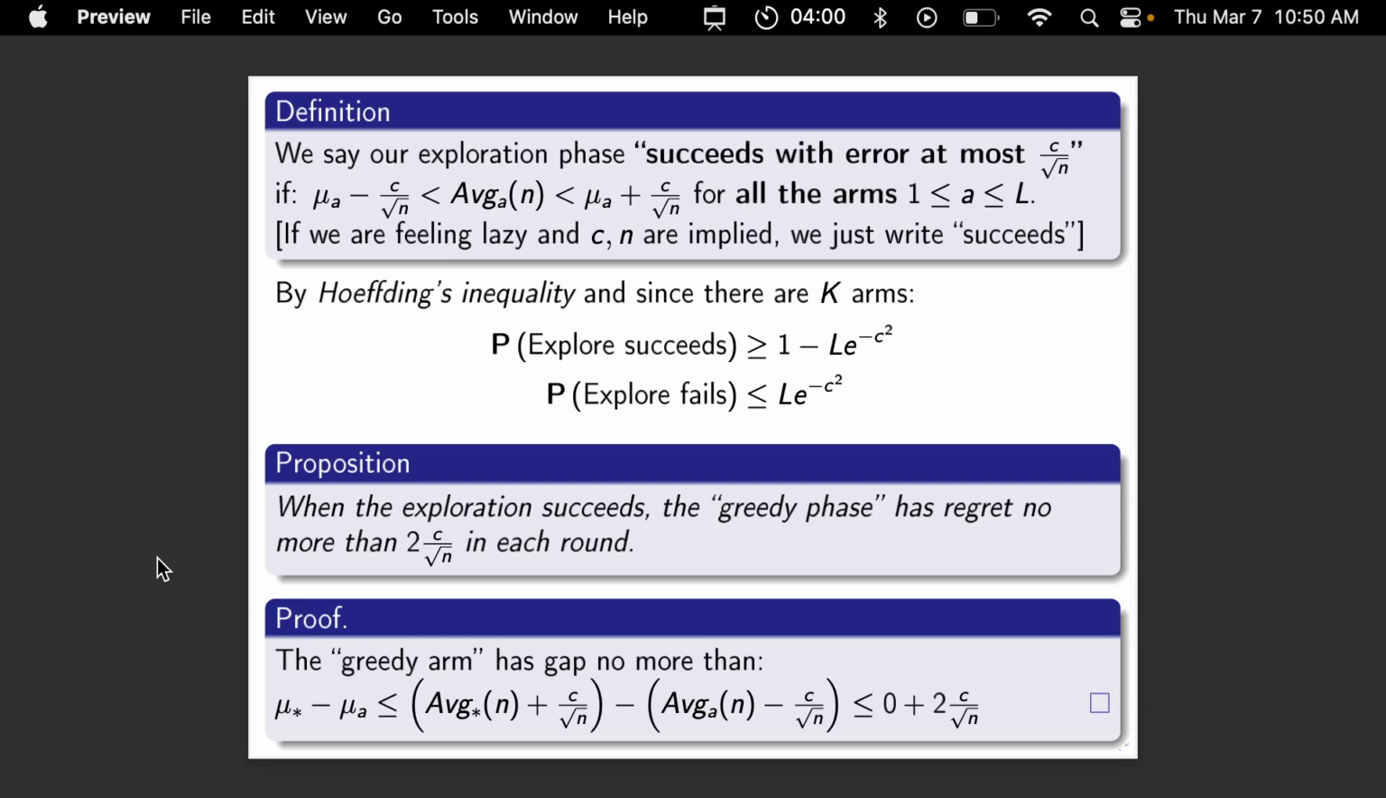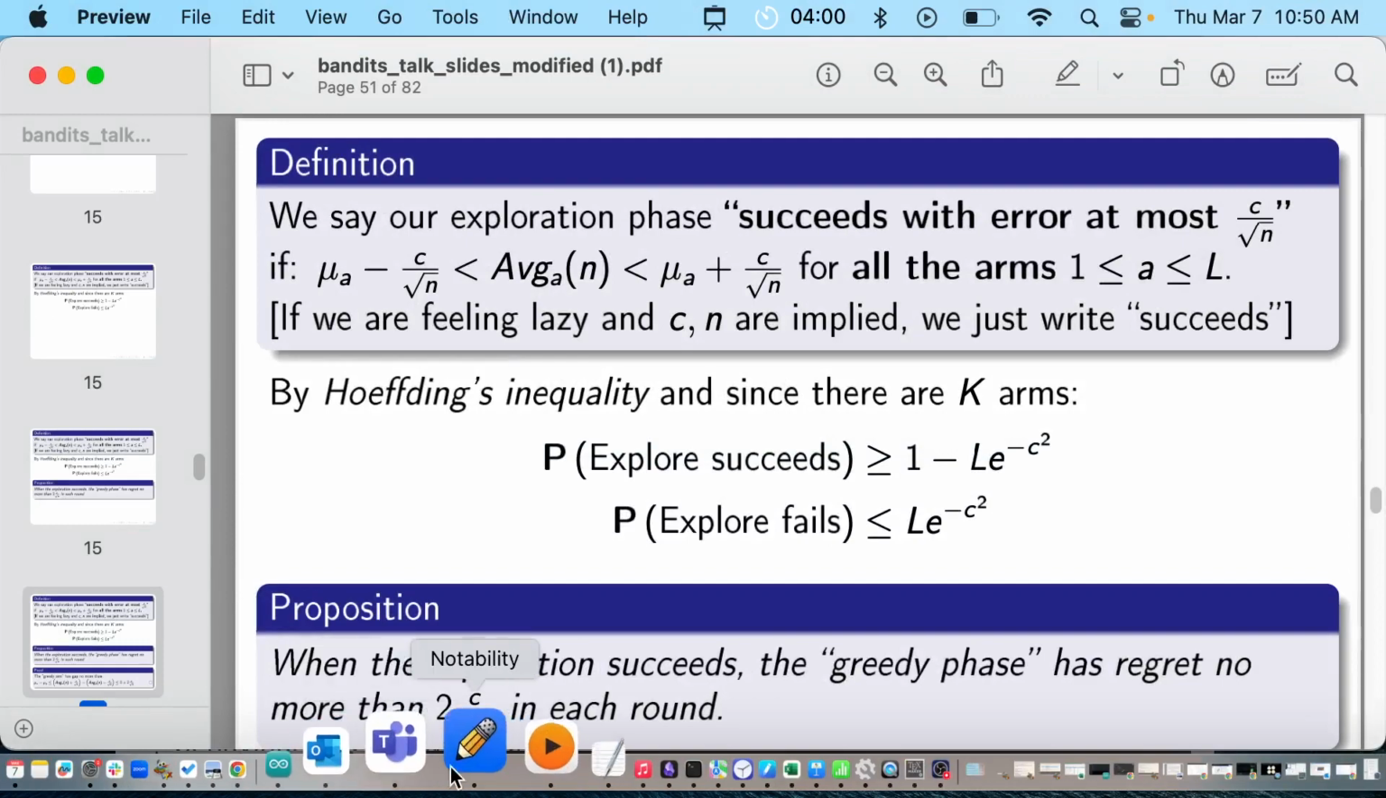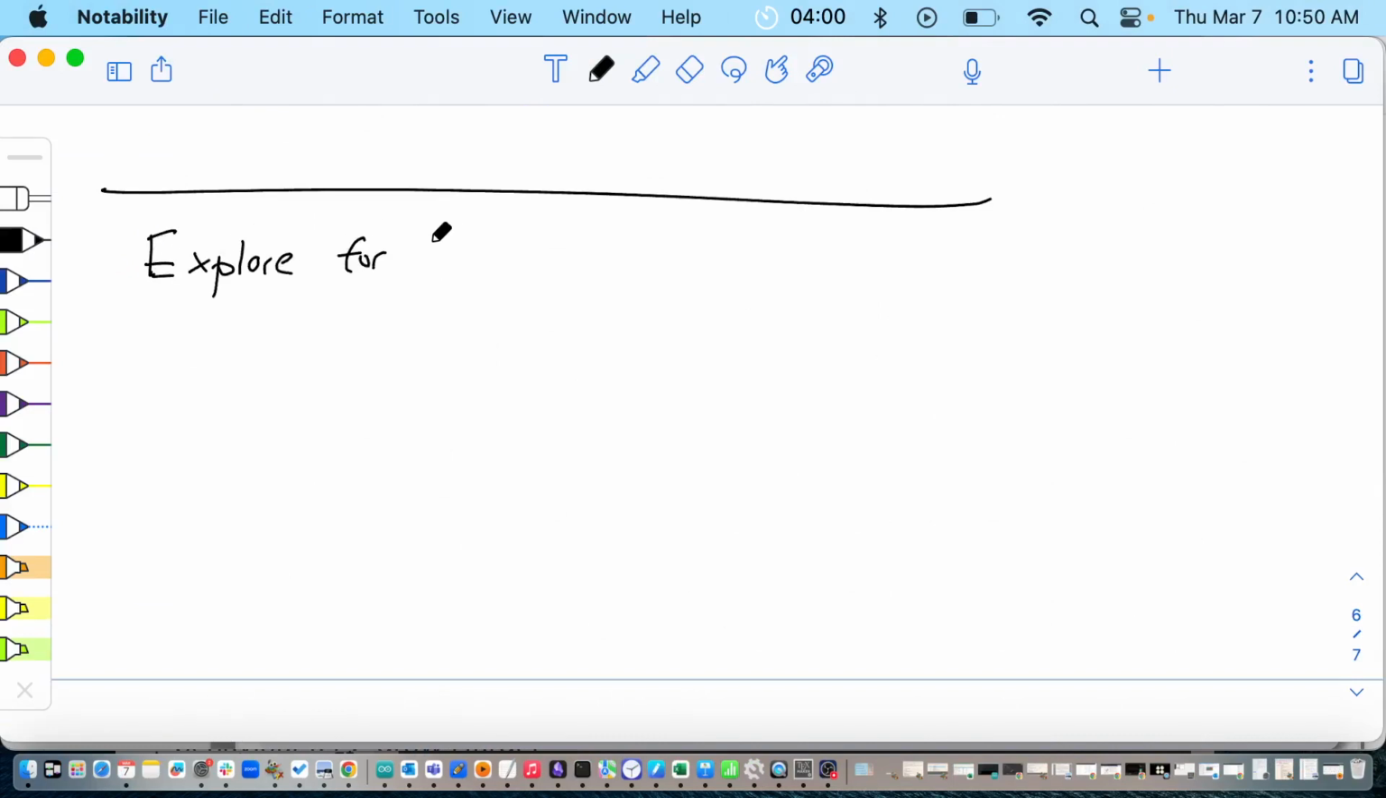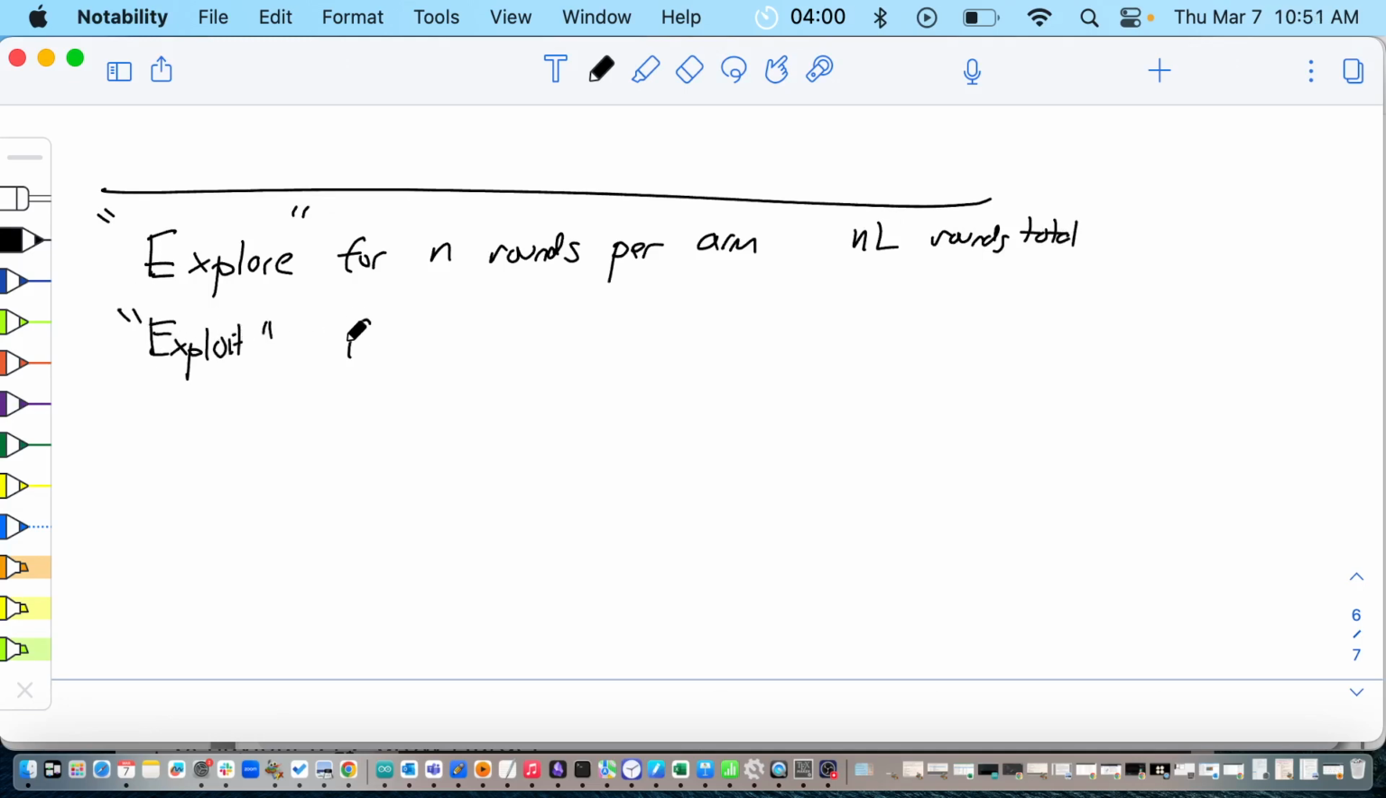Let's go to the blackboard for the proof. Okay, so we can do it in a little more detail and a little more slowly. We're analyzing the algorithm, which is: explore for n rounds per arm, NL rounds total, and then we're going to exploit for the rest, T minus NL rounds.